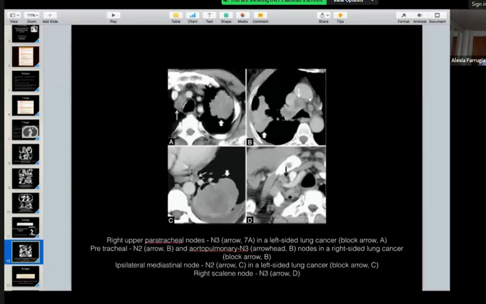In image B, the tumor now is on the right side. We've got pretracheal lymph nodes here and aortopulmonary lymph nodes. Because the aortopulmonary lymph nodes are on the contralateral side, then by definition, the N staging of this tumor would be an N3.